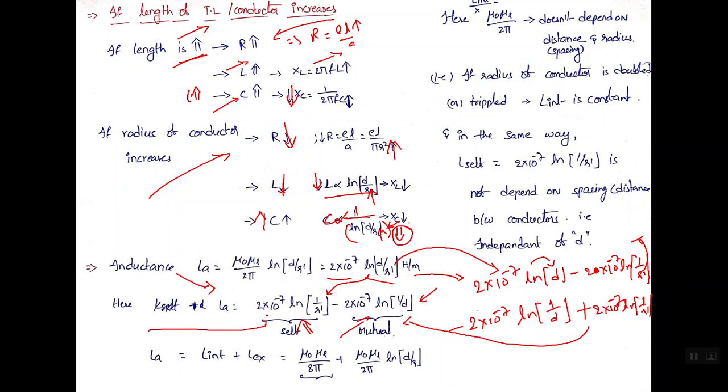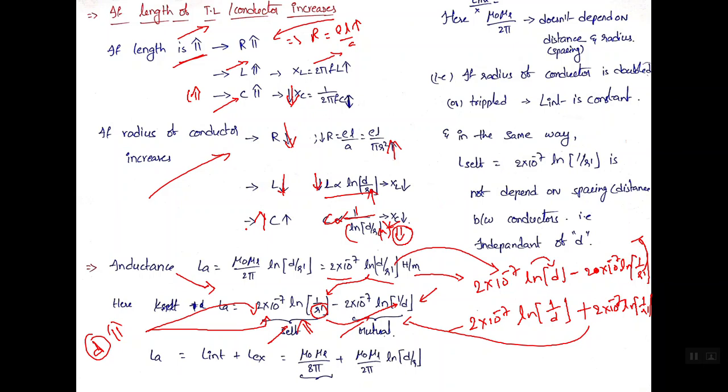Self inductance depends only upon the radius. It does not depend upon the spacing between the conductors. They will ask: if the spacing between the conductors increases, then what happens to self inductance? There is no change, friends. There is no change. Like that we have to analyze.